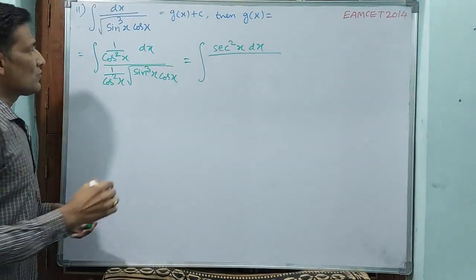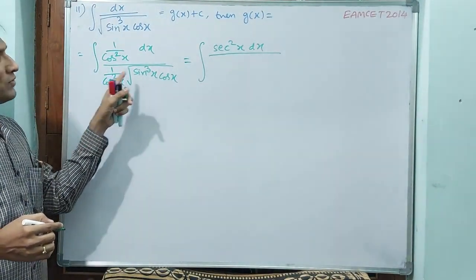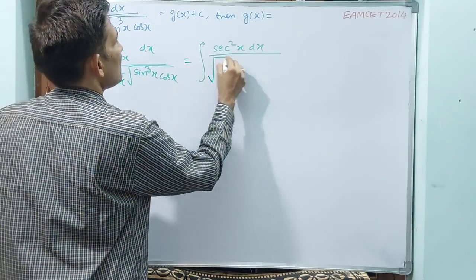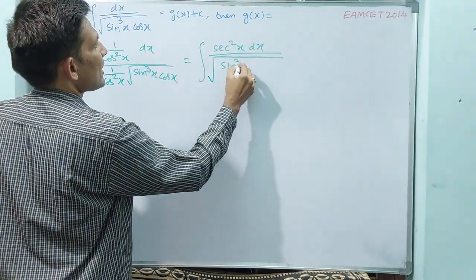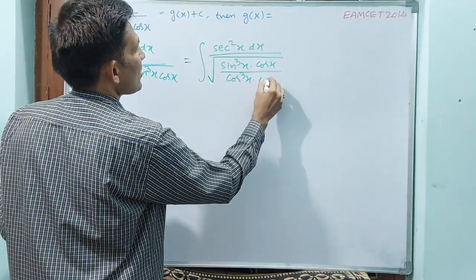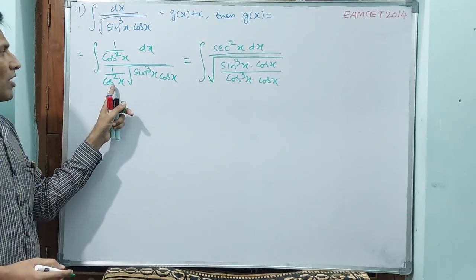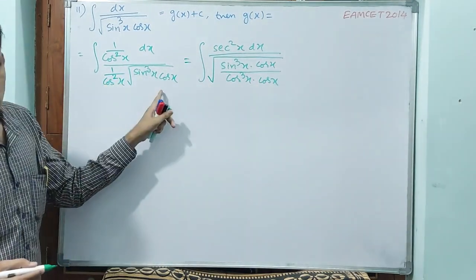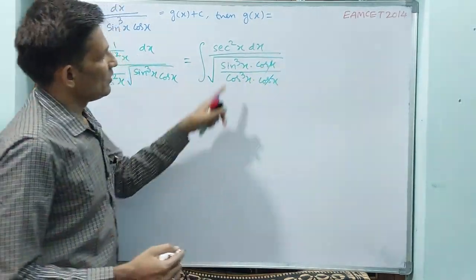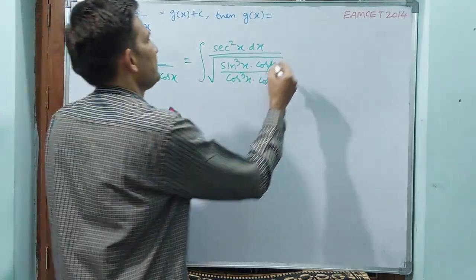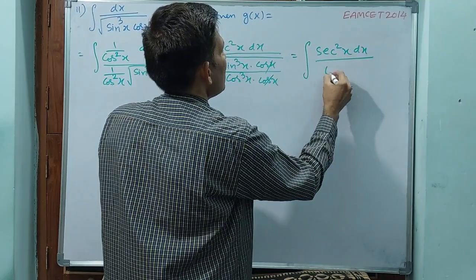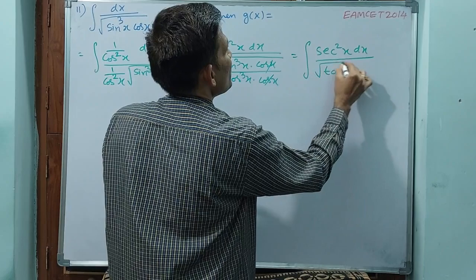Now you see, cos square x outside, if you send it inside the square root, it is going to become cos to the power of 4x. Sin cube x into cos x was there earlier. Cos square x will be outside, but if it goes inside, it is going to become cos to the power of 4x. Then you see, cos x you cancel out. Sin cube x by cos cube x, tan cube x. Secant square x dx divided by square root of tan cube x.